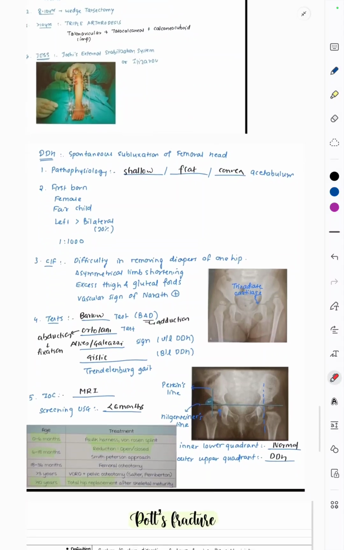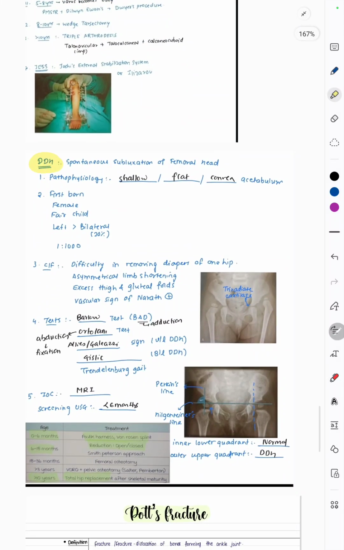Then another important pathology is DDH, that is developmental dysplasia of the hip. It is found in firstborn female children. It also has a prevalence of 1 in 1000. It is more on the left side as compared to bilateral, while CTEV is more often bilateral, 50%. Now the pathophysiology is caused because of a shallow, flat or convex acetabulum. Clinical features are difficulty in removing the diapers of one hip, or a click sound while removing it. Then there is an excessive thigh or gluteal fold. Limb shortening is present, and the vascular sign of Narath is positive.